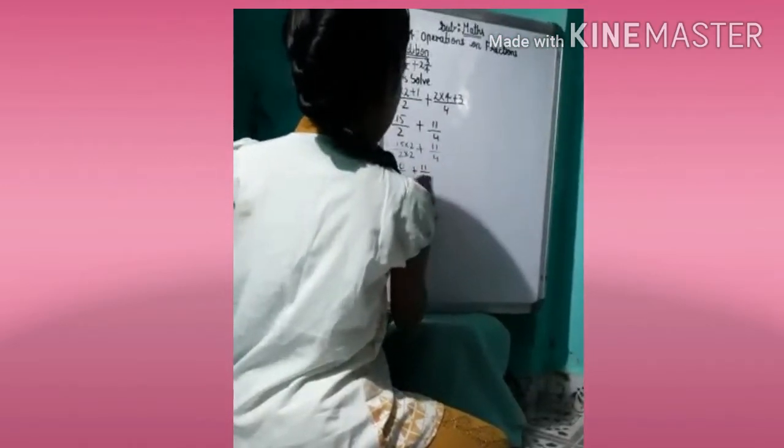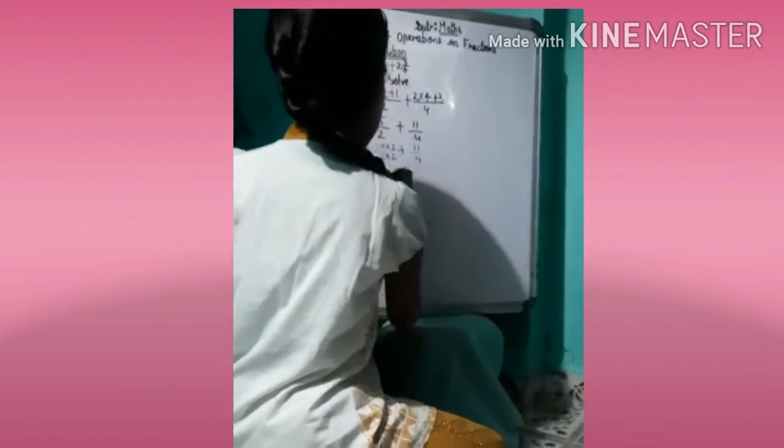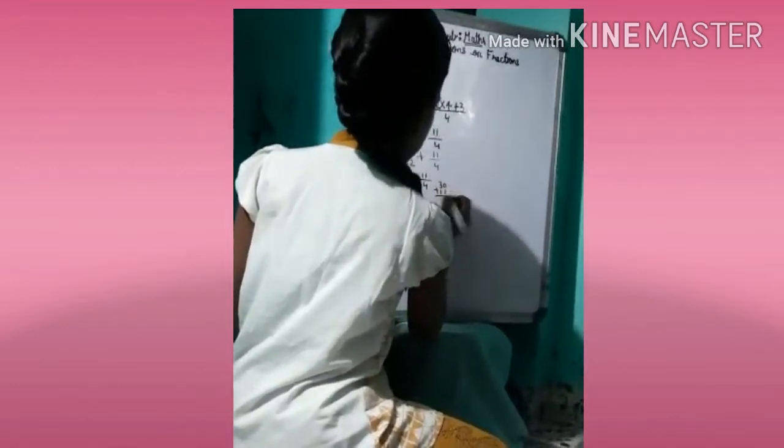Now you can notice that both denominators are same. So we can easily add it up. Now we will add 30 plus 11 upon 4. Now 30 plus 11 we will add roughly here. 3 plus 1 is 4. It's 41. So it is equal to 30 plus 11 is 41 upon 4.